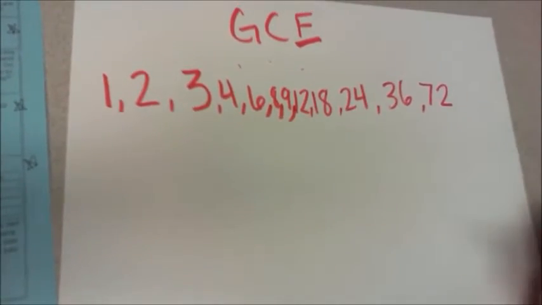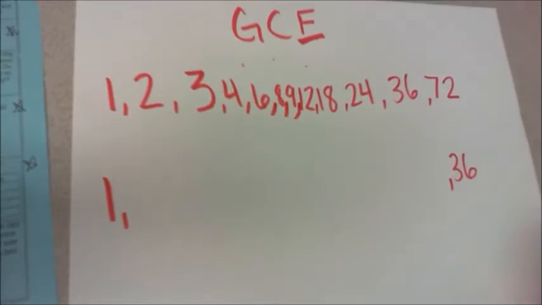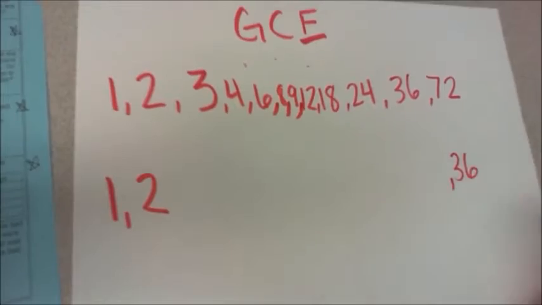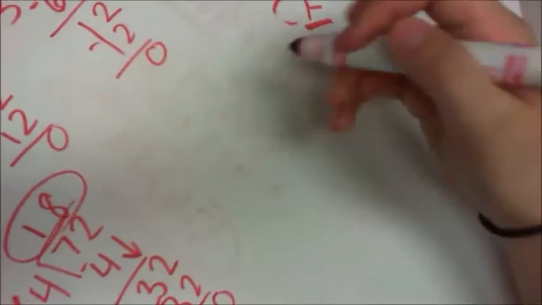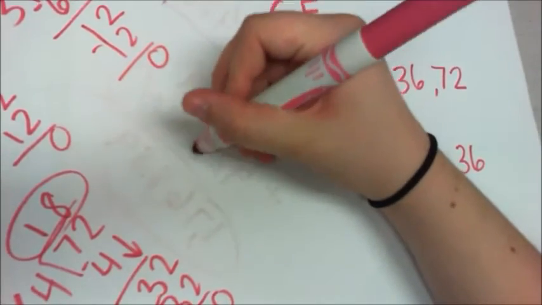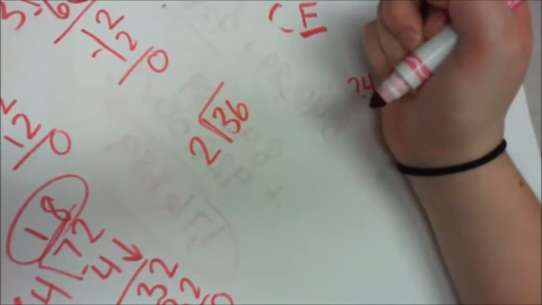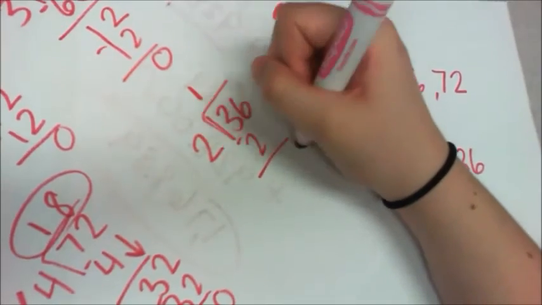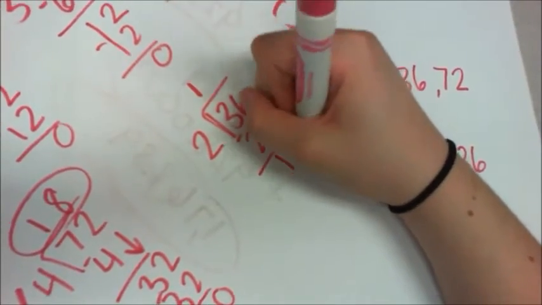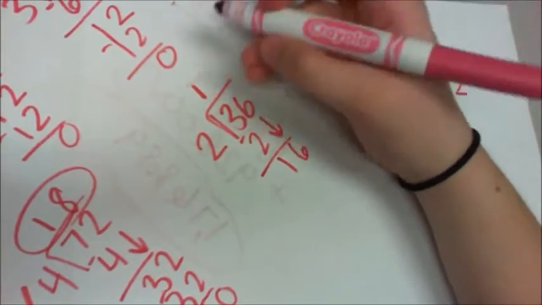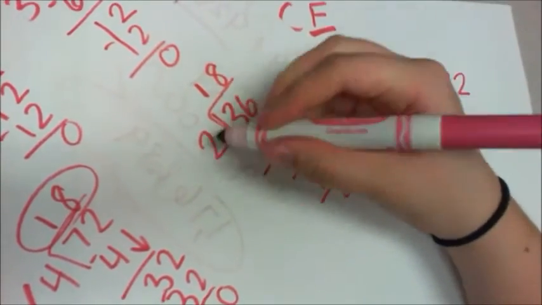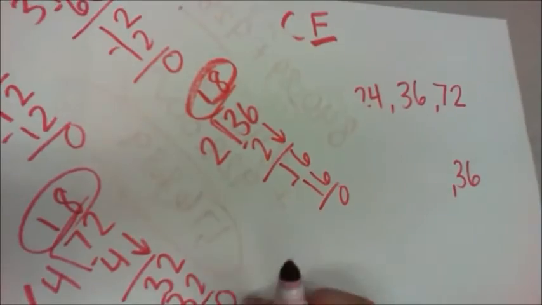The other number we need to define is 36. So we obviously know 1 and 36. 36 is an even number, which means 2 will also go into it. Let's find out how many times. 2 goes into 3 one time. 2 times 1 is 2. 3 minus 2 is 1. Bring down the 6. 2 goes into 16 8 times. 8 times 2 is 16. So 2 times 18 gives me 36.